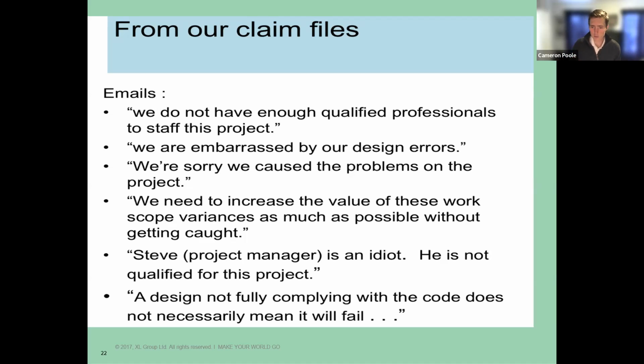We need to increase the value of these work scope variances as much as possible without getting caught. Obviously something you don't want to put in writing. Steve, I don't know if we have Steve here. Steve is an idiot. He is not qualified for this project. This is one that, again, it causes problems because now you're showing that you don't have confidence with the people you assigned to the project.